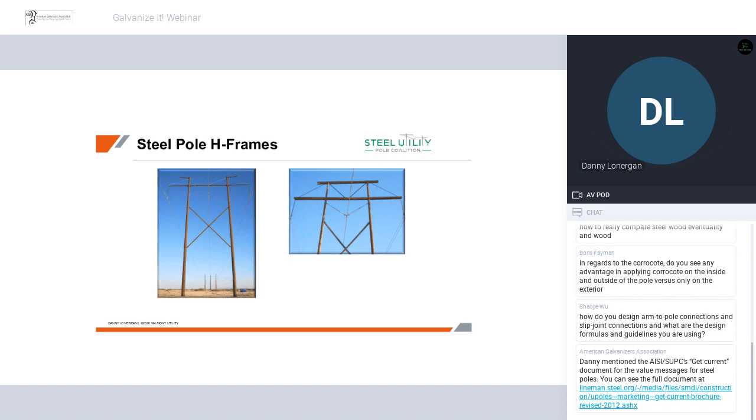So the takeaway there is you can't always take a catalog pole and make a frame out of it. So a lot more engineering needs to go into it. But over the years, a lot of steel has worked itself into higher voltage, quote unquote, structures displacing wood.